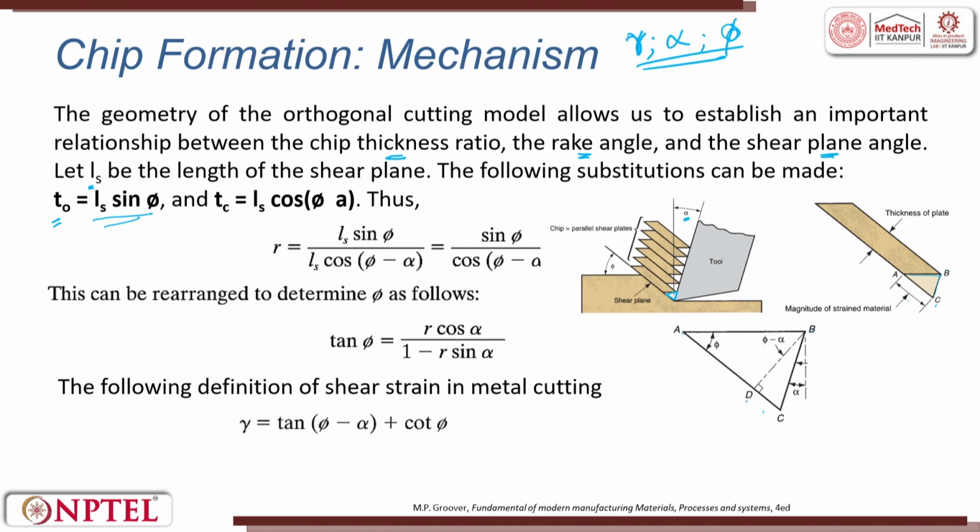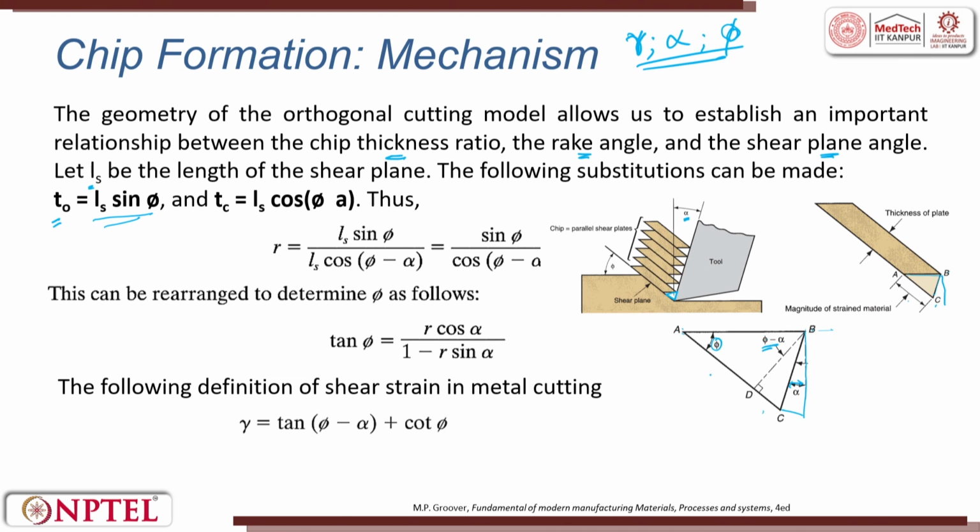I try to draw a normal, which is D. I know the angle between AB and AC, this angle is phi. And I also know the angle with which it is tilted. This normal on BC represents alpha, which is the rake angle. Now, when I draw a normal from B which intersects AC at D, the angle it creates is phi minus alpha.